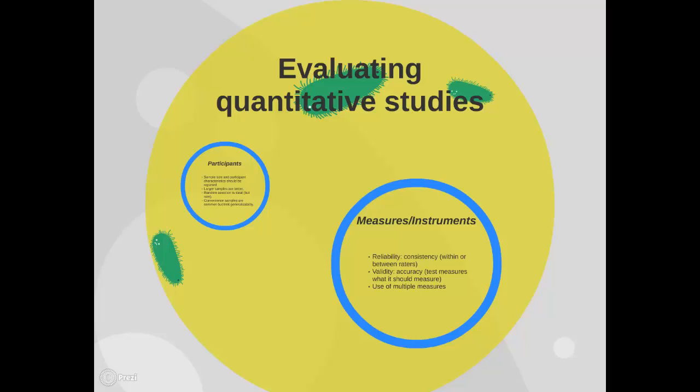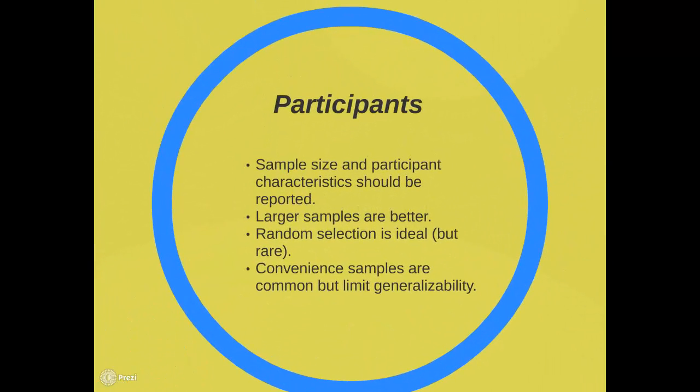Now let's consider the parts of a quantitative study and how to evaluate their quality. The participant section should include the number of participants, called the sample size, some information about relevant characteristics such as demographics, and an explanation of how participants were chosen for the study. In general, a larger sample size is better in quantitative studies, as the more people who participated, the more the sample will look like the overall population from which the sample was drawn.